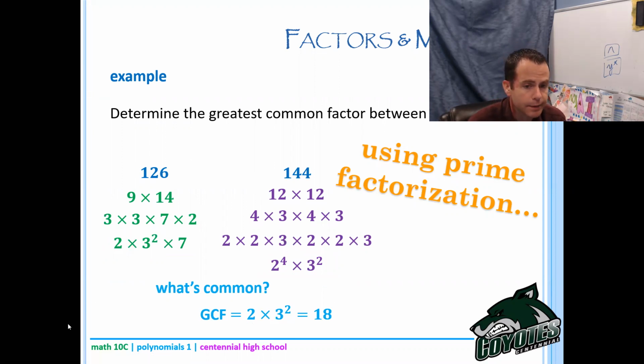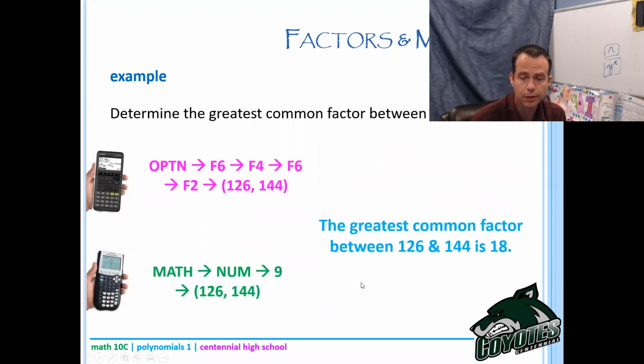Now, if you have a Casio or a TI graphing calculator, your graphing calculators can also find these for you, and I've given you the keystrokes here. For Casio, you'd press Option, and then F6, F4, F6, F2, and then you put in the 2 numbers that you're looking for the greatest common factor for. The nice thing about Casio is all these keystrokes are opening up a menu. So once you have that menu opened up, you don't have to press them again to get back into that menu. That menu will stay there until you exit out of it or until you turn your calculator off.